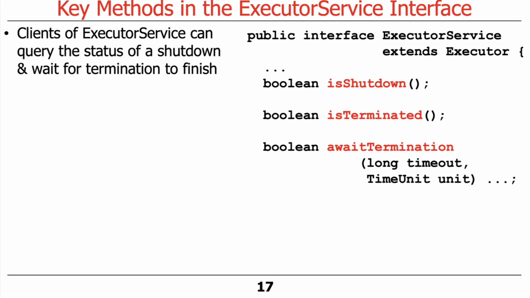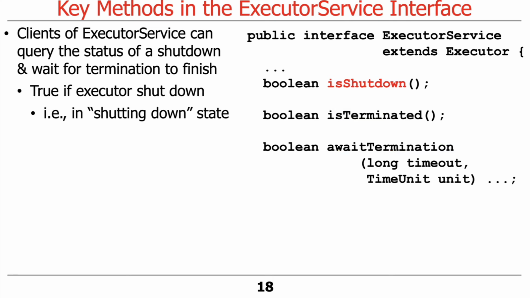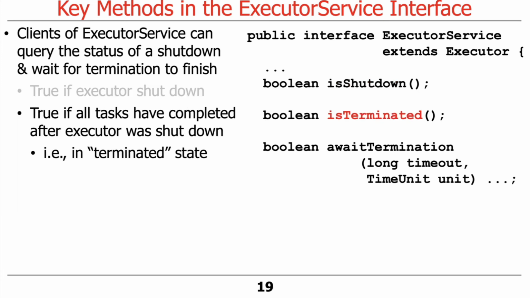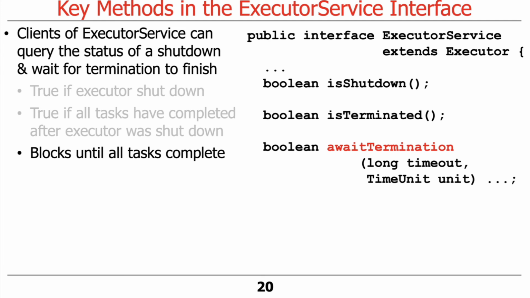Now, once a shutdown has been initiated, there are other methods that clients of the Executor Service can use to see what state the Executor Service is in and also wait for it to terminate. The isShutdown method returns true if someone or something has shut the Executor Service down. In other words, it's in the shutting down state. There's also the isTerminated method, which returns true if the Executor Service is now in the terminated state. And the third method in this little group is called awaitTermination. This will block until all the tasks complete, and you can dictate how long you want to wait.